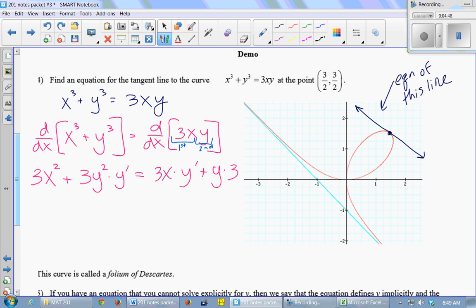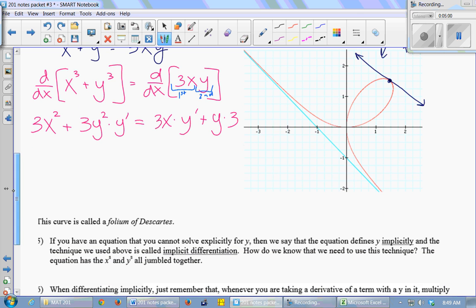Okay, so I'm going to go through and finish this, and then I'm going to do a little bit more explanation afterwards about the 3y squared y prime thing, because I know that that's the big sticking point in this problem. So now what I want to do is solve this equation for y prime, because that's what I need. To find the slope of a tangent line, I need y prime. So any term that has a y prime in it, I'm going to keep on the left. And every term that does not have a y prime, I'm going to put on the right. So I've got 3y squared y prime minus 3xy prime equals 3y minus 3x squared.